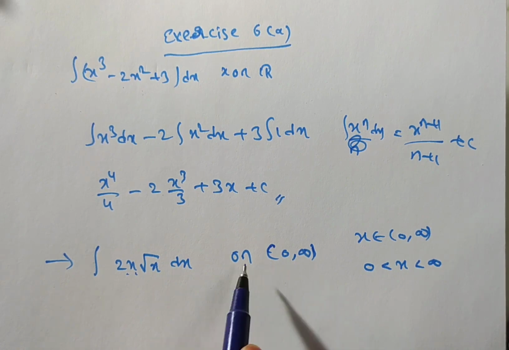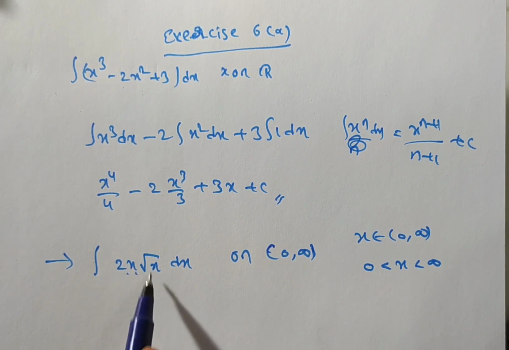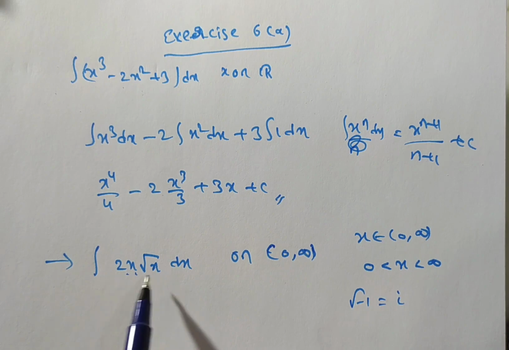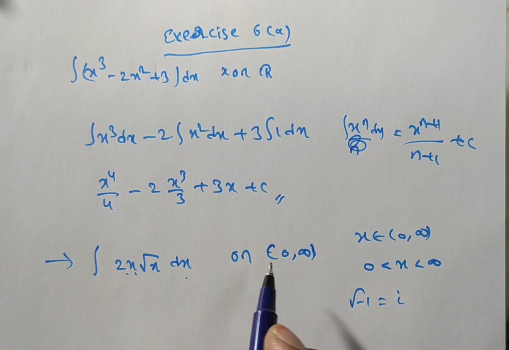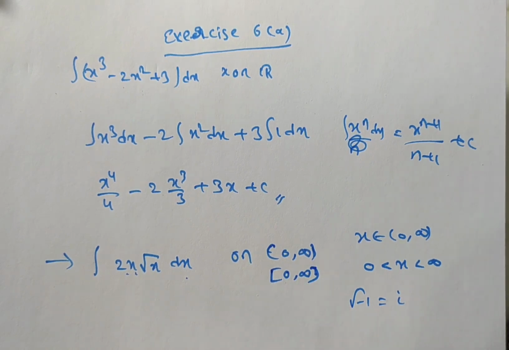Now let it be minus 1. What will happen? This is 2 into minus 1, which is minus 2, it is okay. But the root of minus 1 is nothing but imaginary. But we are discussing integrals in the real number system, not in the complex number system. So we are not taking negative values, we are taking only positive values. Of course, in this system they will give 0 to infinity is also acceptable.